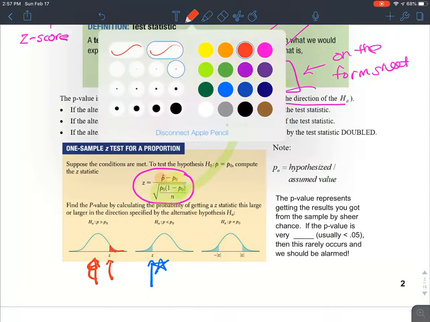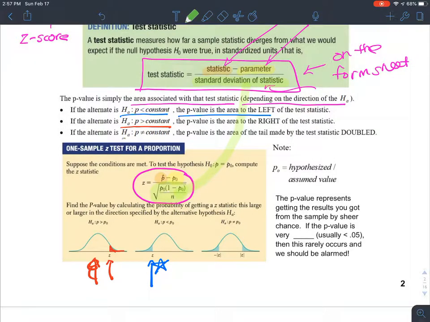And then finally, if it's a does not equal to, that's when you have two-tailed. This is really important right here. That means the area that's in the tail actually gets doubled.